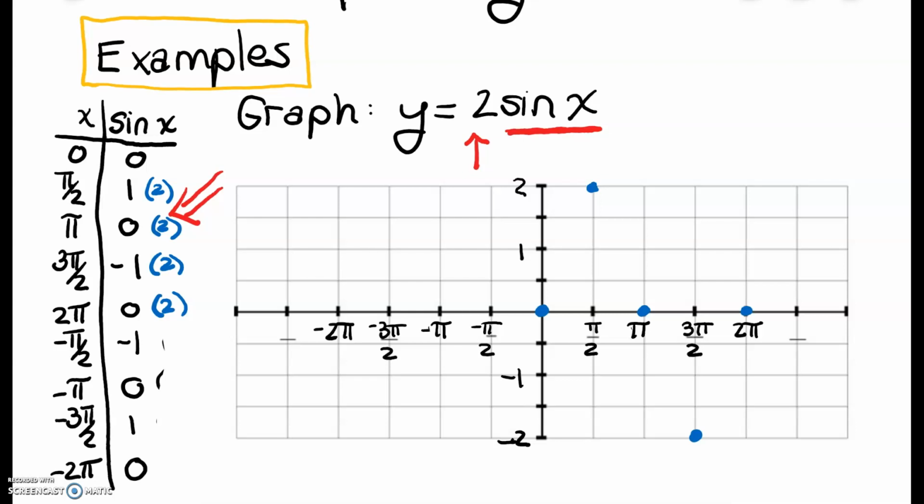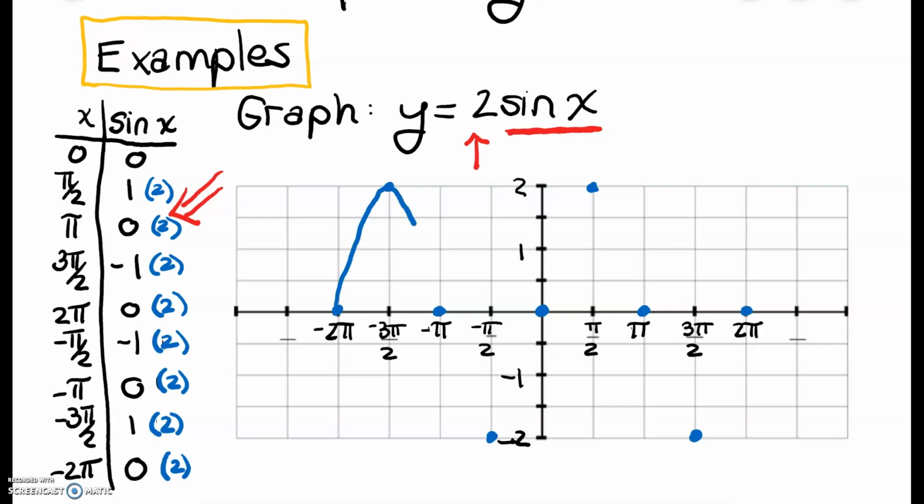So now let's go ahead and do that backwards. Sine of negative 2 pi is negative 1, so I get negative 2. Sine of negative pi is 0, so when I multiply by 2, I get 0. Sine of negative 3 pi over 2 is 1, so when I multiply by 2, I get 2. And sine of negative 2 pi is 0, so when I multiply by 2, I get 0.